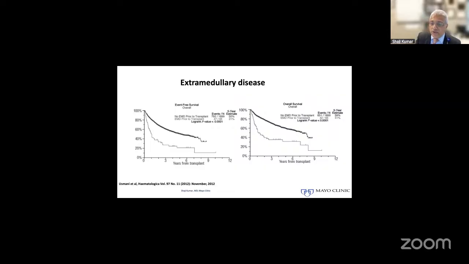All of this leads to escape of the disease outside the bone marrow, which can be either circulating plasma cells, or if it's extreme, then it's plasma cell leukemia, or you can have extramedullary disease, which is soft tissue disease outside of the marrow, which can also portend a poor outcome, whether it's seen in newly diagnosed patients or relapsed patients.